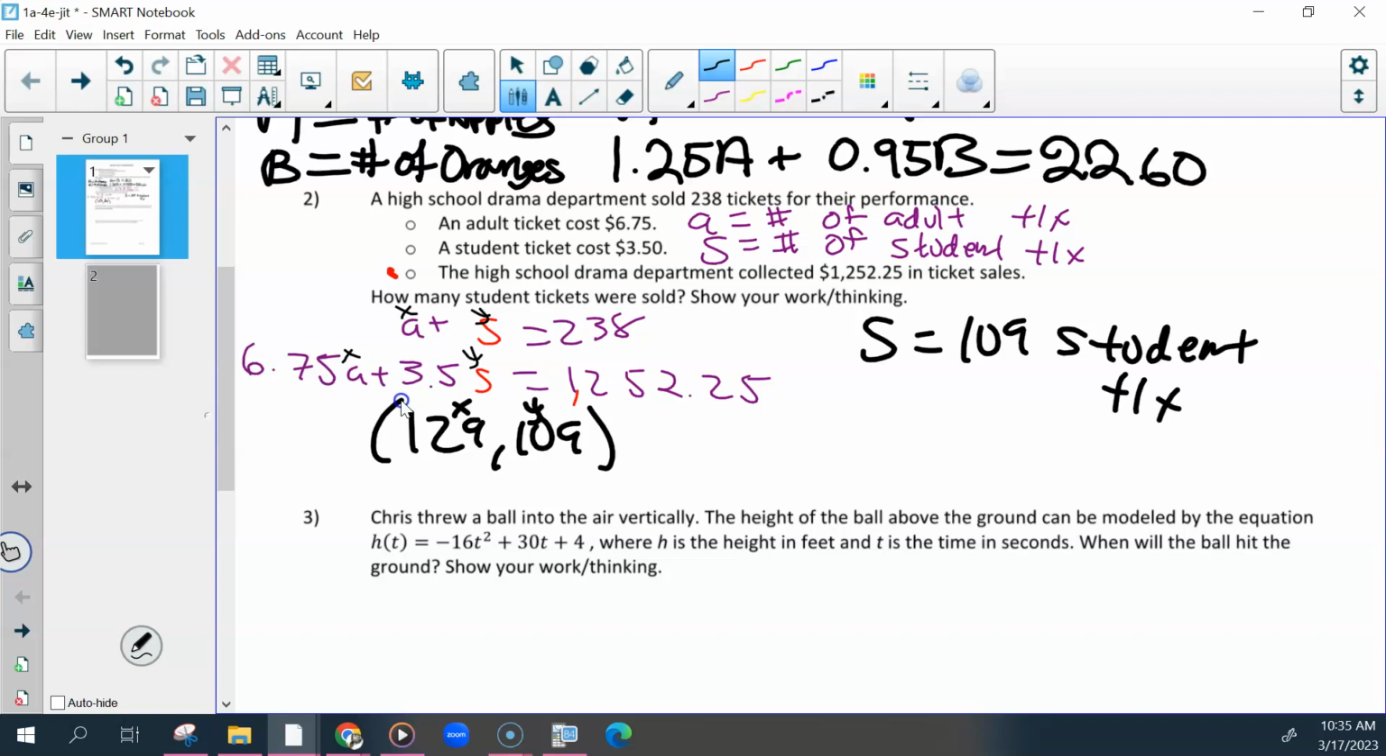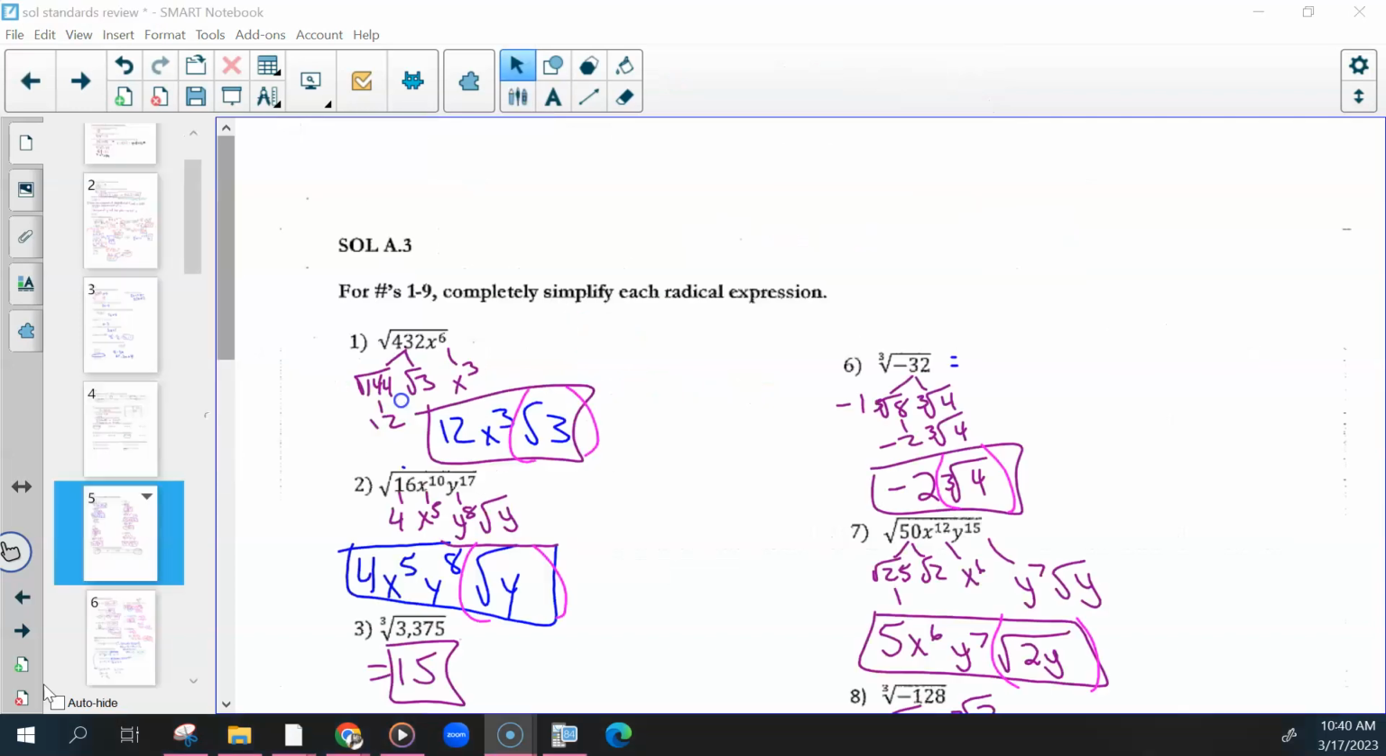Who else got that as the answer? Questions on either of these? I forgot to go around and check your A3. So take that out.